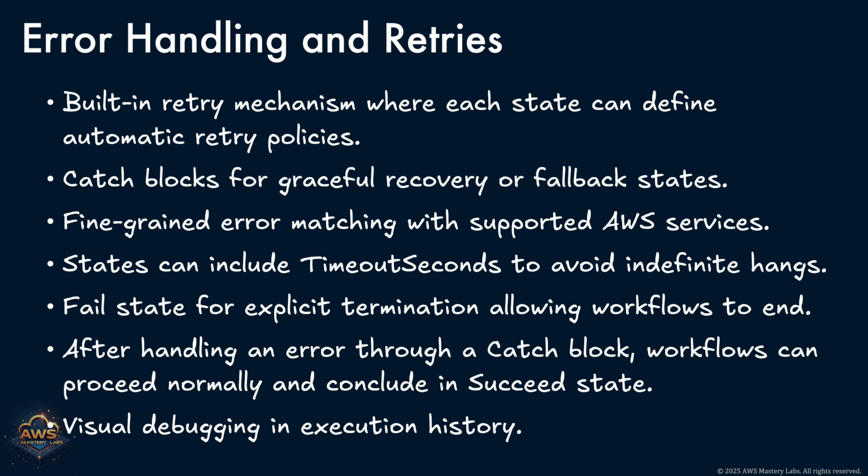When retries are exhausted or a non-recoverable error occurs, Step Functions provides catch blocks for graceful failure handling. These allow you to direct the workflow to a fallback state, such as sending an alert, logging the issue, or triggering a compensation task. Step Functions also supports fine-grained error matching. You can specify exact AWS error types like lambda.serviceException or broader categories like states.timeout, or even use a wildcard to apply retry and catch logic to any kind of failure. This gives you the flexibility to tailor error responses based on the nature of the failure.